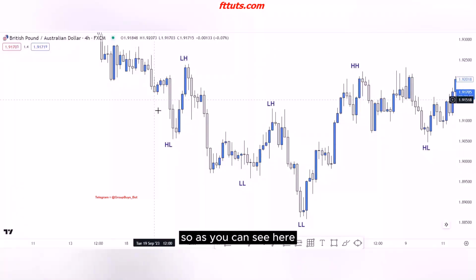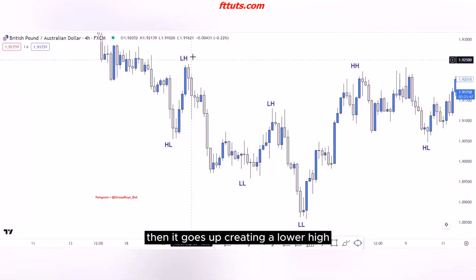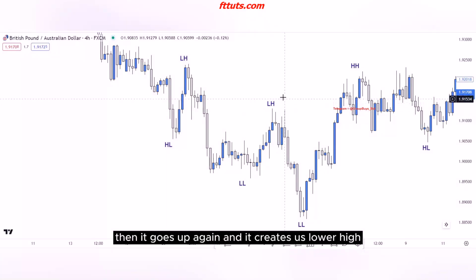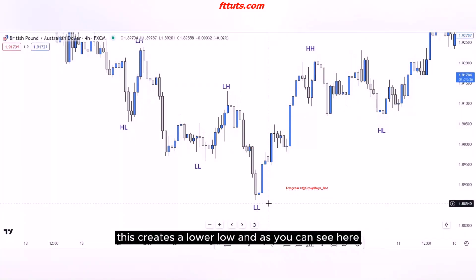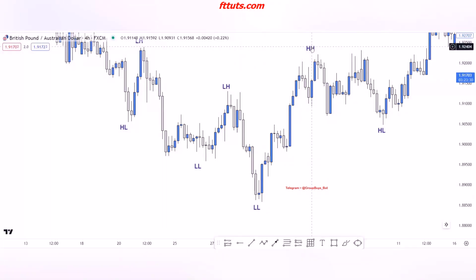So as you can see here, there's a downtrend, it creates a higher low, then it goes up creating a lower high, then it breaks down once more, which creates the lower low, then it goes up again, and it creates a lower high. After that, it breaks the lowest one again. This creates a lower low, and as you can see here, it breaks the lower high with this increase, and that is what creates this higher high for us.